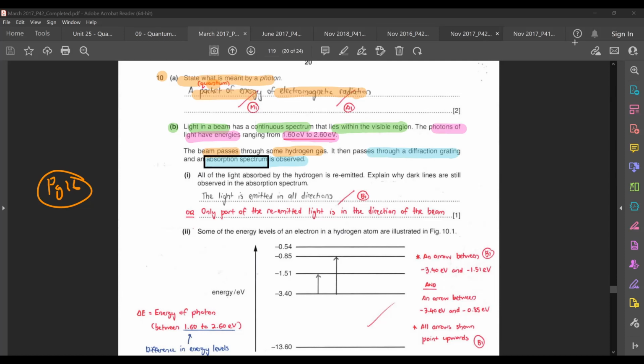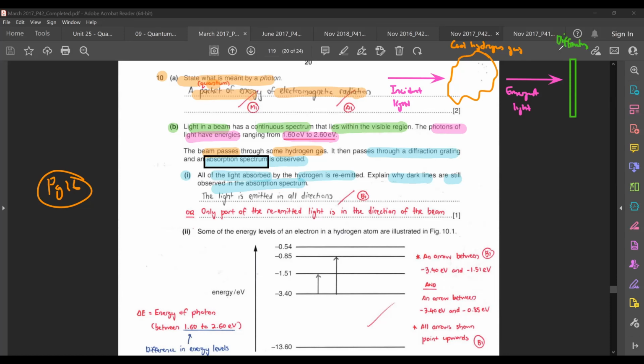In the first part of the question, all the light absorbed by the hydrogen is re-emitted. Explain why dark lines are still observed in your absorption spectrum. So to illustrate what is happening here, you could think of it as this. This is your incident light. It passes through a layer of cool hydrogen gas here. After that, that light emerges from here. This is your emergent light. And then after that, you try to pass it through a diffraction grating.